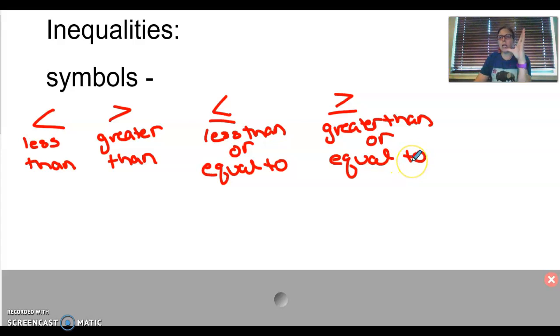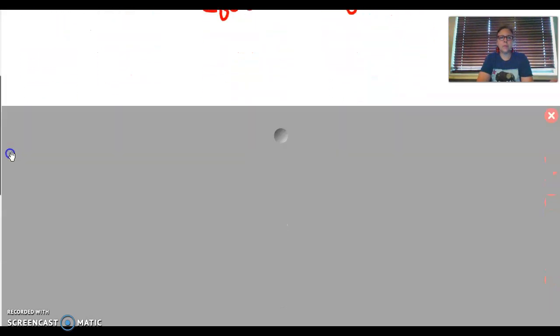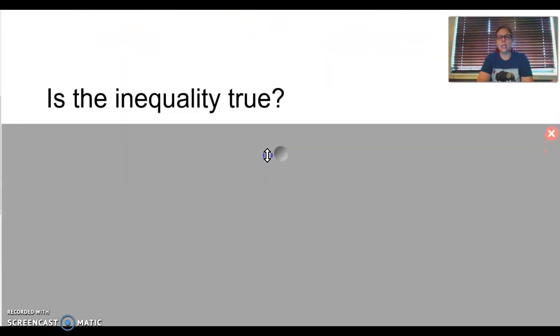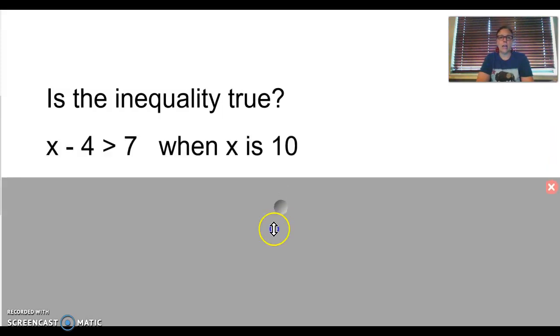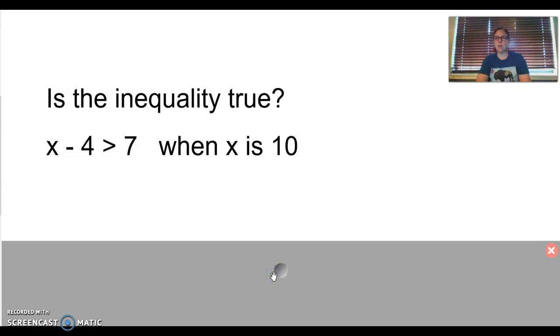And I'm sure you were taught in elementary that it eats the bigger number. Okay, so if you can remember that, I probably won't use that a lot. But as we go down, is the inequality true? So we're going to start with this. So you maybe just put true question mark. Okay.